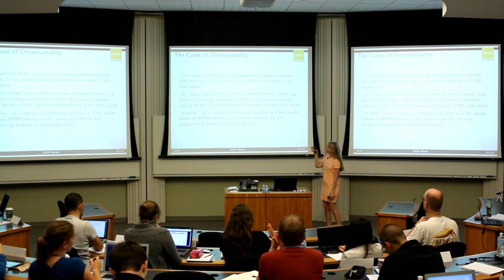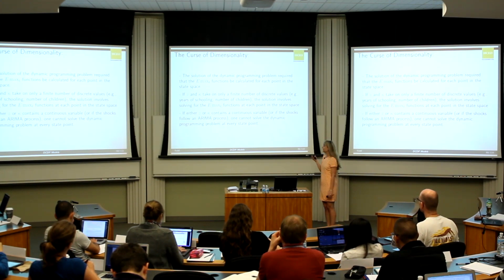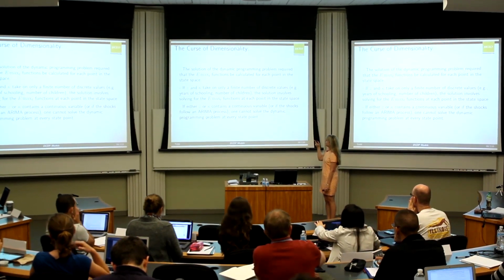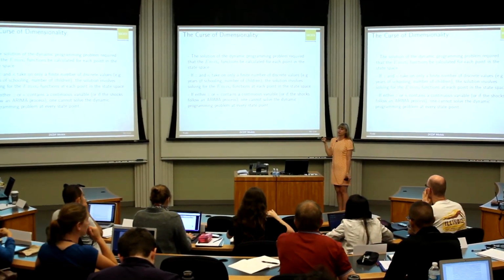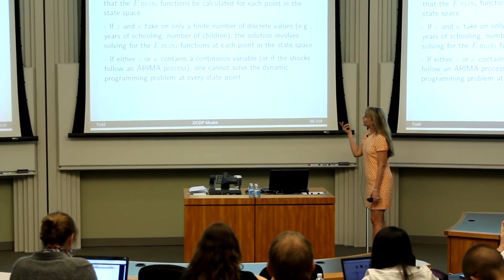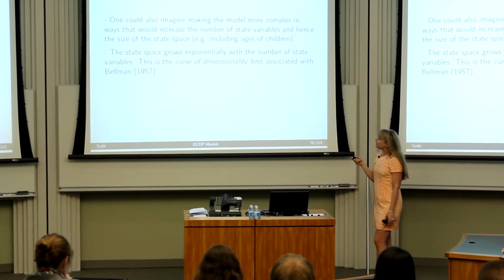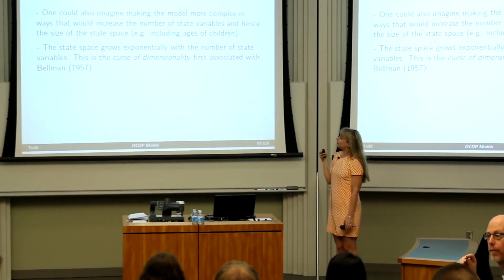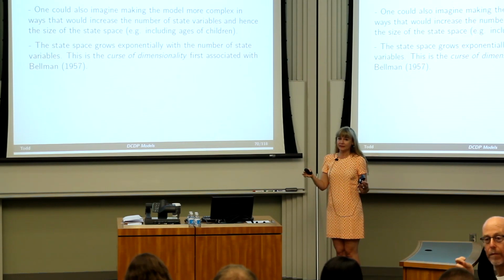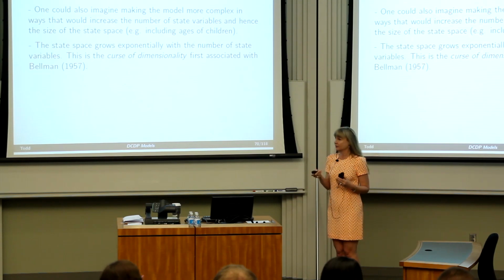And when the variables take on only a finite number of discrete values, so for example, years of schooling, number of children, then the solution is just going to be to solve for the Emax at each of those possible combinations. But if it's a continuous variable, then obviously you can't do that. You could also have more complex models where even if you have all discrete variables, the state space is expanding so much that it becomes computationally hard, even when everything's discrete.